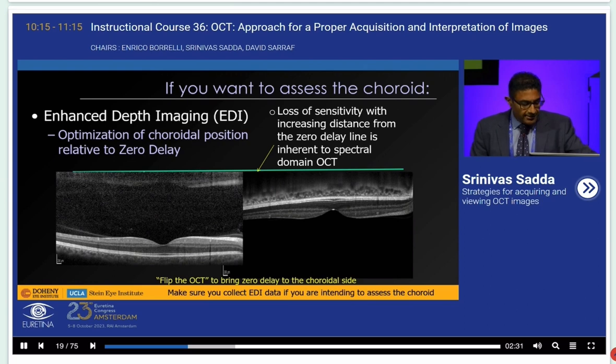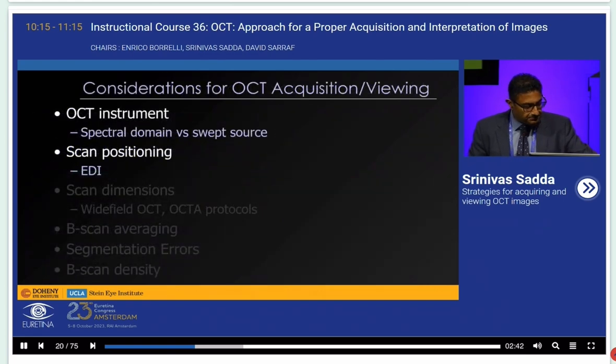The reason I highlight that here is that if you're planning on studying the choroid or are interested in pathology involving the choroid, you need to collect this type of data. If you don't obtain it, then you're not going to be able to do this assessment very well.